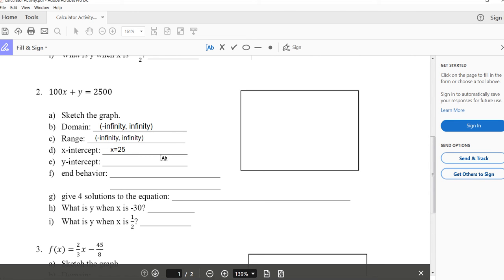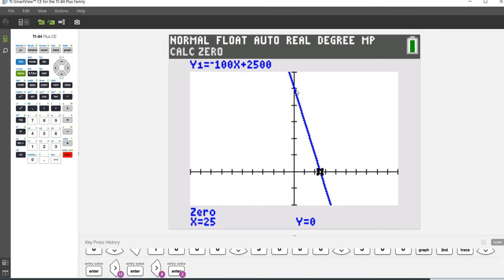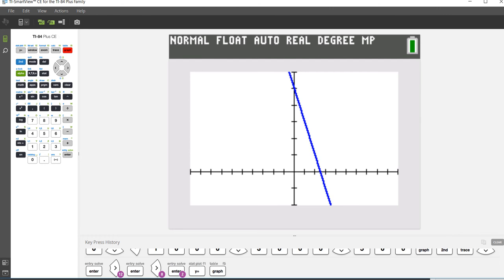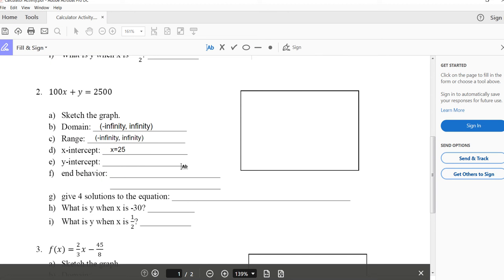Okay. Let's talk about the y-intercept. We've already talked about the y-intercept. Go back to y equals. This is in slope-intercept form, meaning this is the y-intercept. What's the y-intercept? It's 2,500. So back over here, the y-intercept is at y equals 2,500.